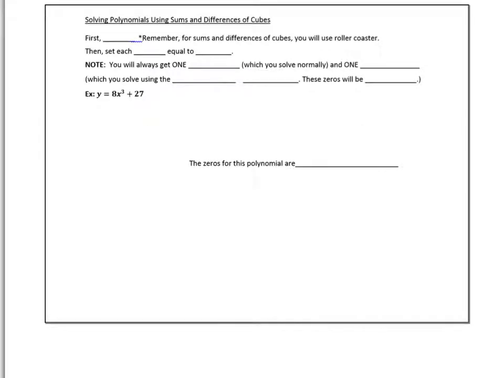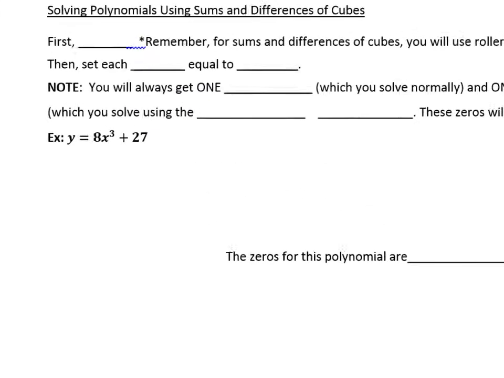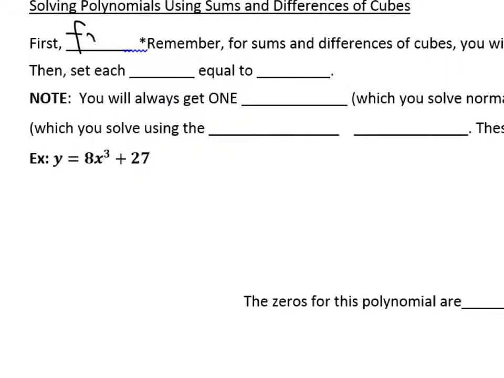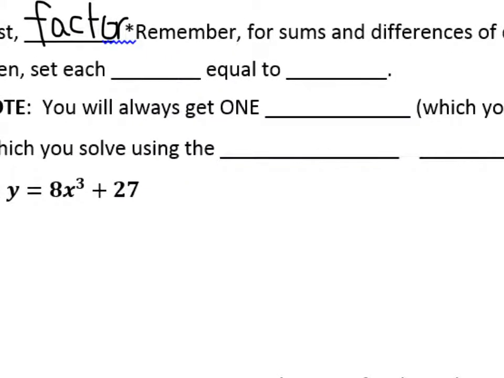We have one more type of factoring that we haven't looked at yet, and we're going to look at that today in two examples, and we have a nice little story to tell as well. Well, the first thing is, if we're solving and finding zeros or roots, no matter what kind of polynomial it is, the first thing we do is still to factor. And for sums and differences of cubes, we're going to use what we call the roller coaster method. And that's the story we'll be talking about today. Once we've factored, guess what we do? This should be pretty common at this point. We set each factor equal to 0.